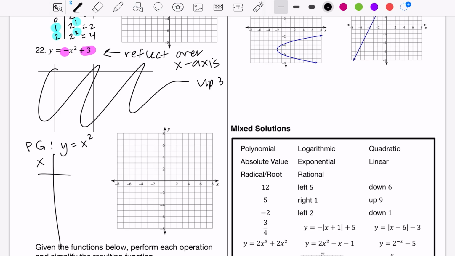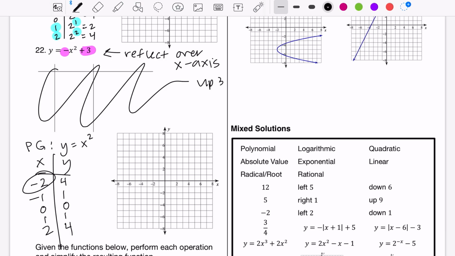So what the heck will this look like? No prob, Bob. I just make a table for my parent graph and then plug these numbers in. -2 squared would be -2 times -2, which would be 4. And then -1 times -1 is +1. 0 times 0 is 0. 1 times 1 is 1. And 2 times 2 is 4.